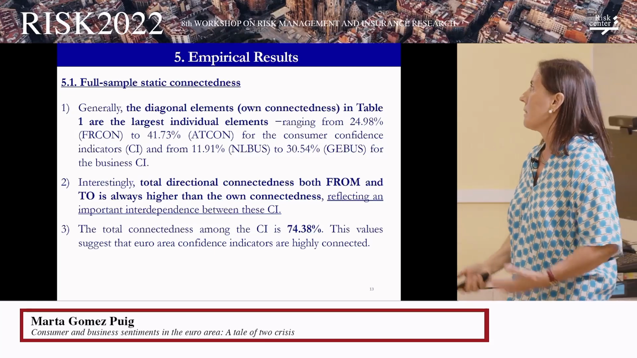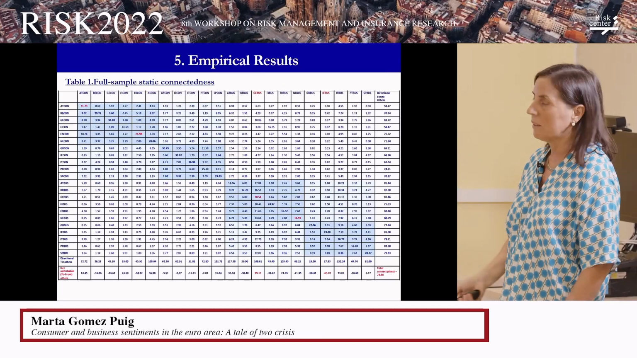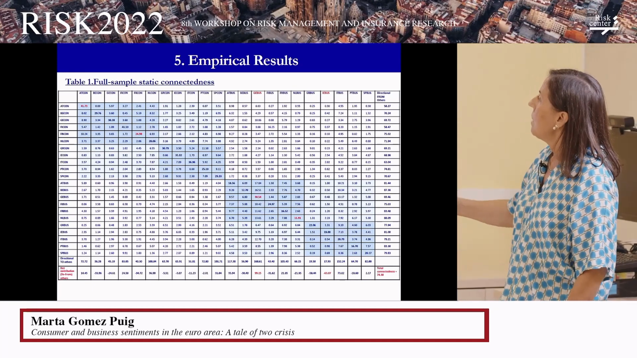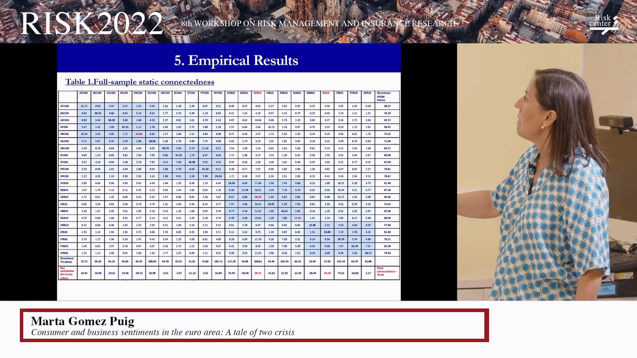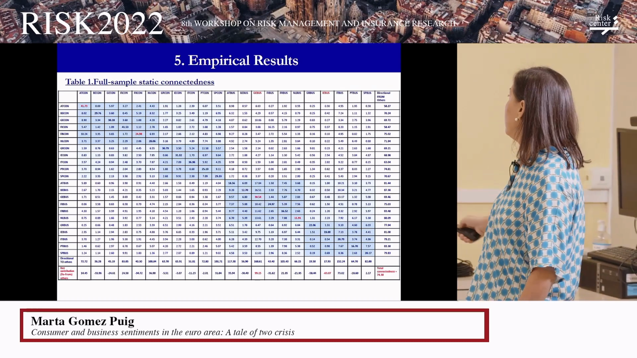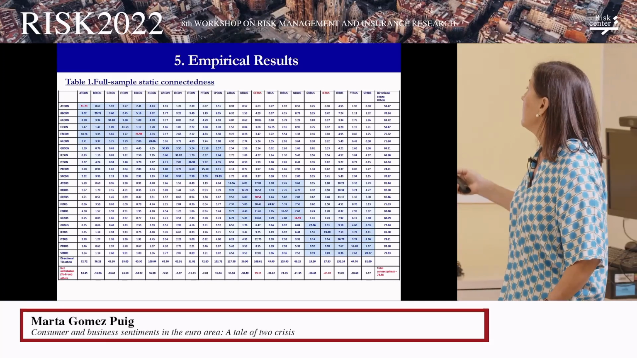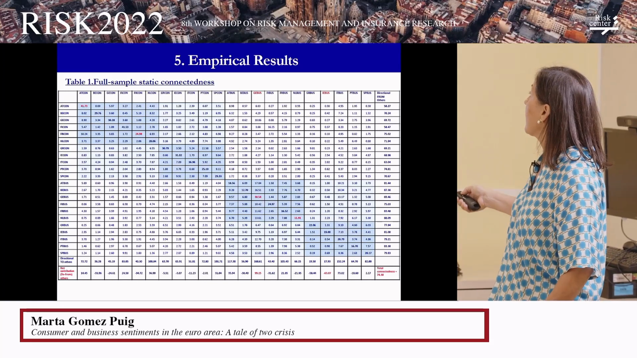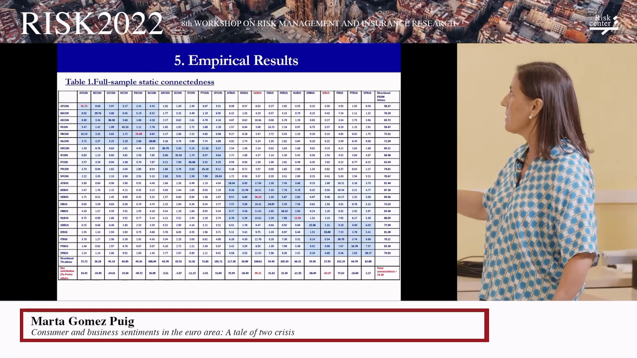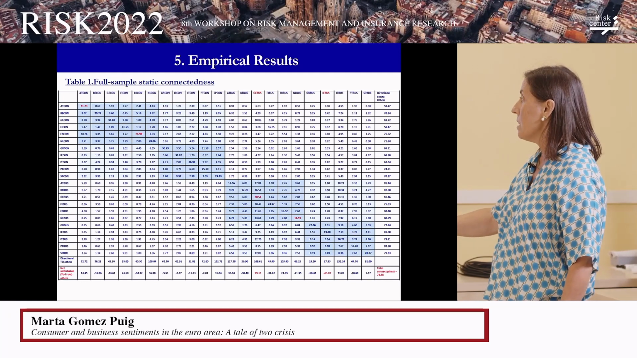And I will move to the main results. First, I will show the results from the static analysis for the full sample. They are presented in this large table, table number one. We present the full sample static connectedness among all the confidence indicators, the 11 consumer confidence indicators and the 11 business confidence indicators. The diagonal elements show the own connectedness, so they present large values. But what's interesting is the directional connectedness that each indicator receives from other indicators, which is presented in the last column, and the directional connectedness that each indicator transmits to other indicators, which is presented in the next to last row.